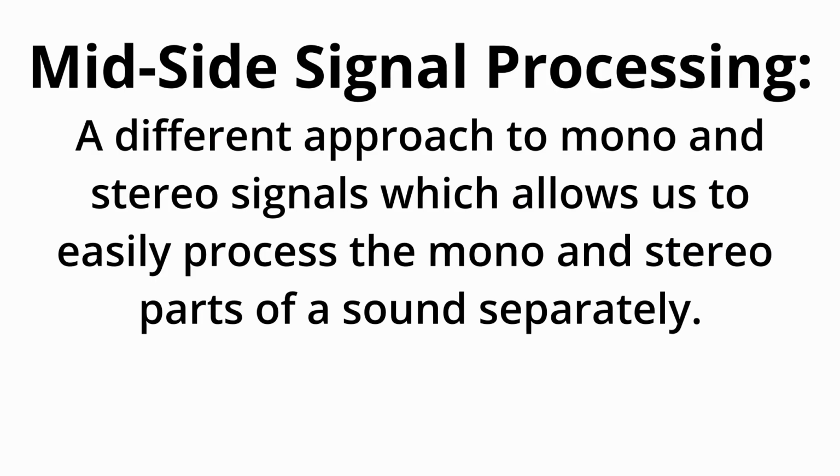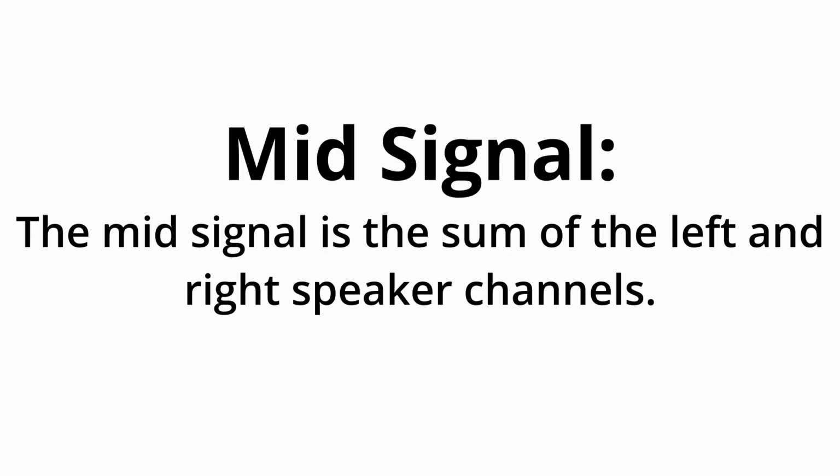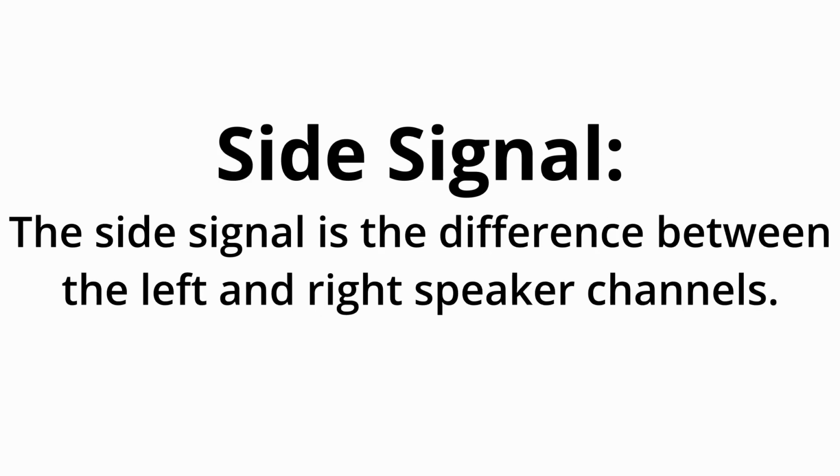So now let's get into mid-side signal processing. This is a different approach to mono and stereo signals, which allows us to process the mono and stereo parts of a sound separately. So the mid signal is just the sum of the left and right speaker channels, which results in a mono-only signal. And the side signal is just the difference between the left and right speaker channels, which results in a stereo-only signal.